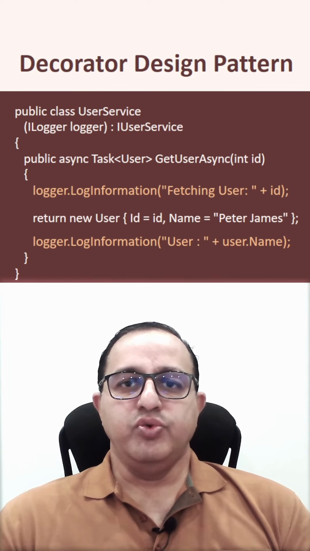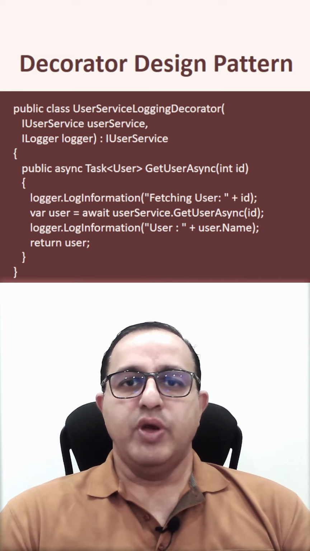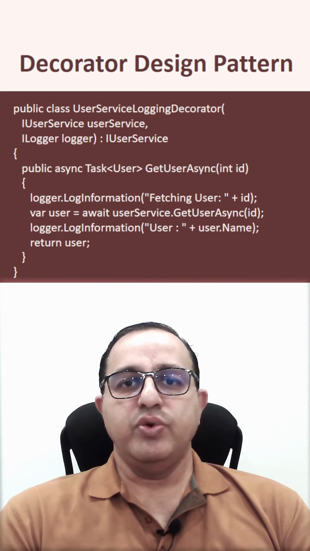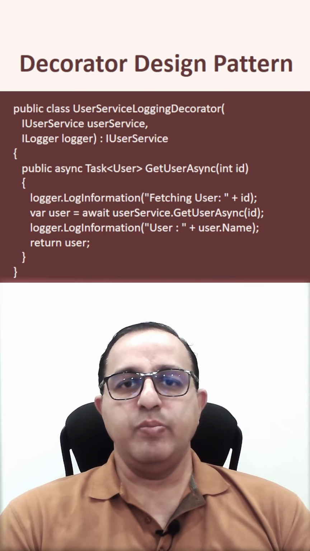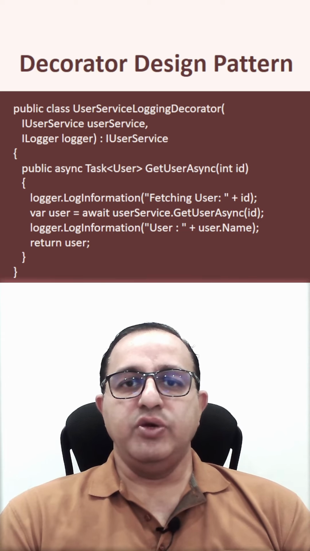A beginner or a junior developer will open the UserService class and will start adding the logging statements directly inside the GetUser method. But over time, this will get bloated with a lot of logging statements. You can do better using the decorator. When you implement a decorator, you need to create a decorator class that will implement the same IUserService interface, and you will also inject the same IUserService class inside this decorator class.